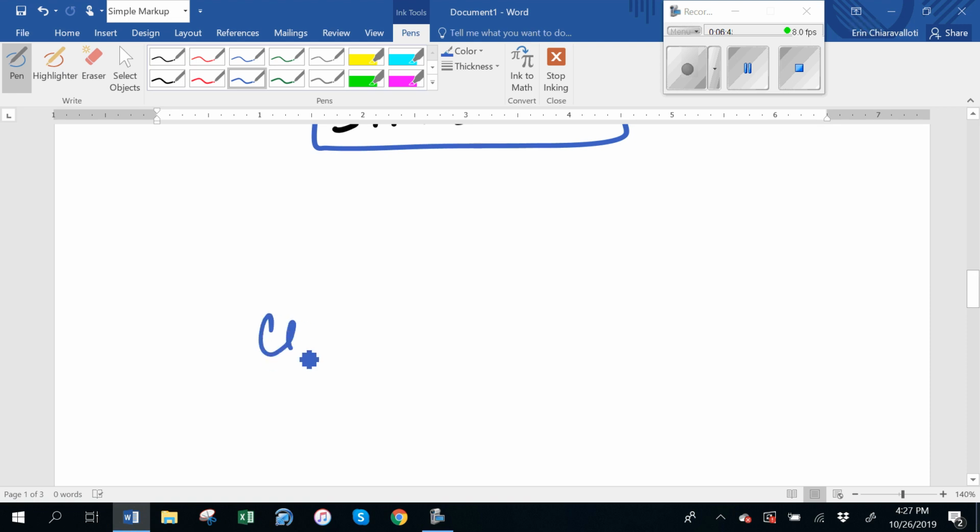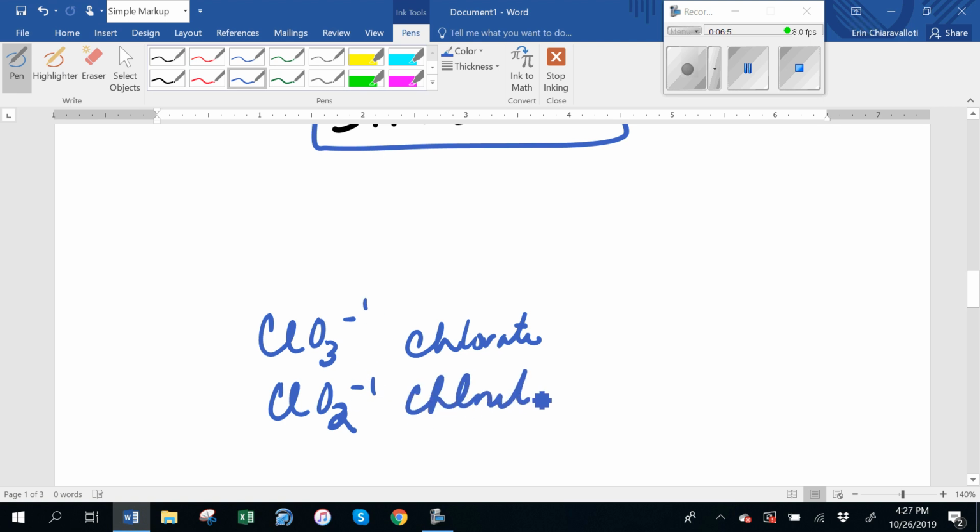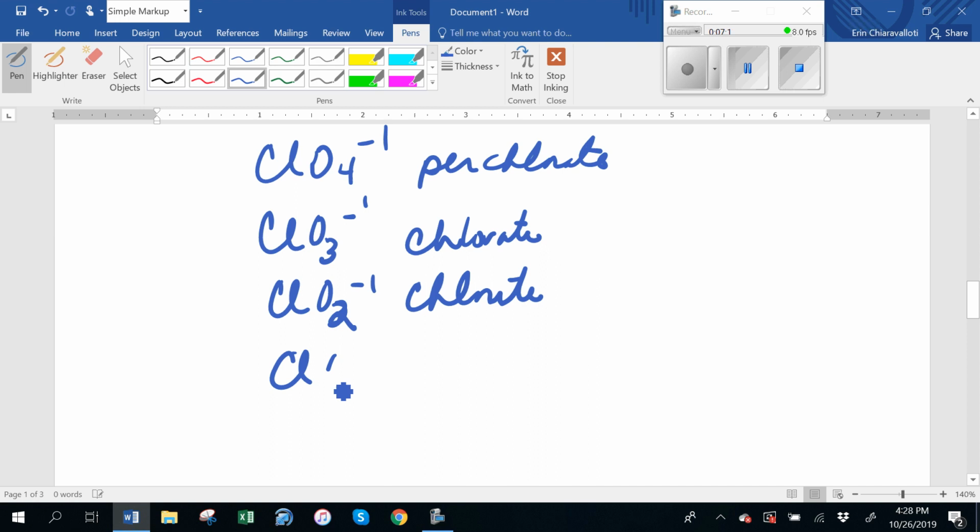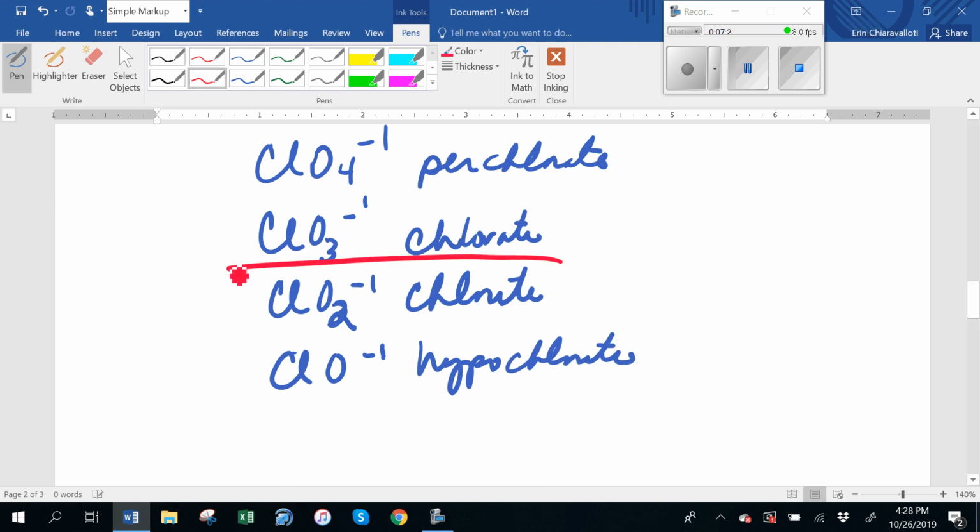So if I have ClO3 minus, I have chlorate. If I have ClO2 minus 1, then I have chlorite. If I add one more oxygen, the charge stays the same, but it has a different name. That is perchlorate. And if I go down one more oxygen, that is hypochlorite. So all I really need to know is the chlorate, and I know all of that family there.